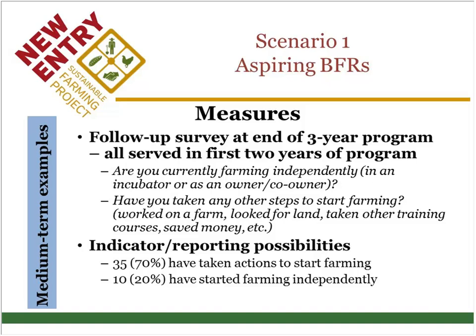And again, here's some example indicators or reporting possibilities. You could say 35 or 75 or 70% of these have taken actions to start farming, or 10 or 20% have started farming independently. As you can see, I've listed started farming independently kind of low, and taken actions to start farming much higher based on, again, the issues that this program is addressing.